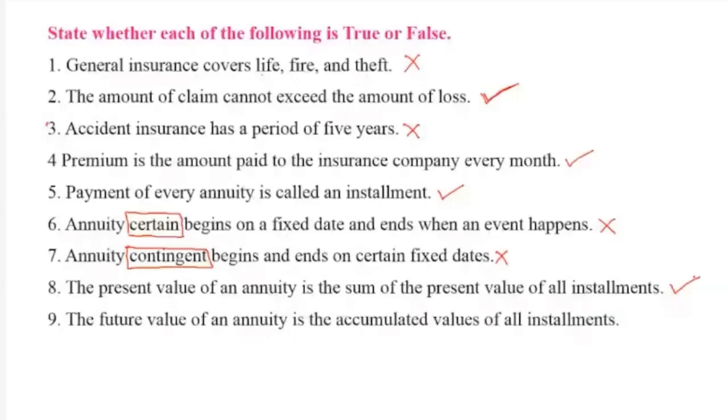Future value of an annuity is the accumulated value of all installments. The future value of an annuity is an accumulated value of all installments. False. Why false? What is wrong in this? It is false, right? But why is it false? Here it should be accumulated value of all installments and interest thereon.